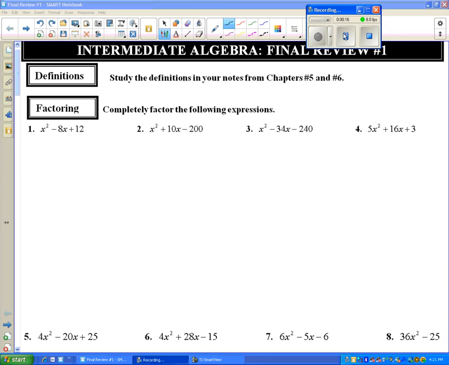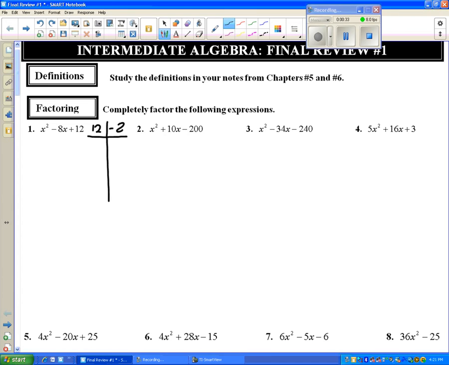Factoring. Completely factor the following expression. Number 1, x squared minus 8x plus 12. This is basic factoring because there is a 1 in front of the x squared. So what multiplies to be 12 and adds to be negative 8? This is going to be the numbers negative 2 and negative 6. Negative 2 times negative 6 is positive 12. Negative 2 plus negative 6 is negative 8.